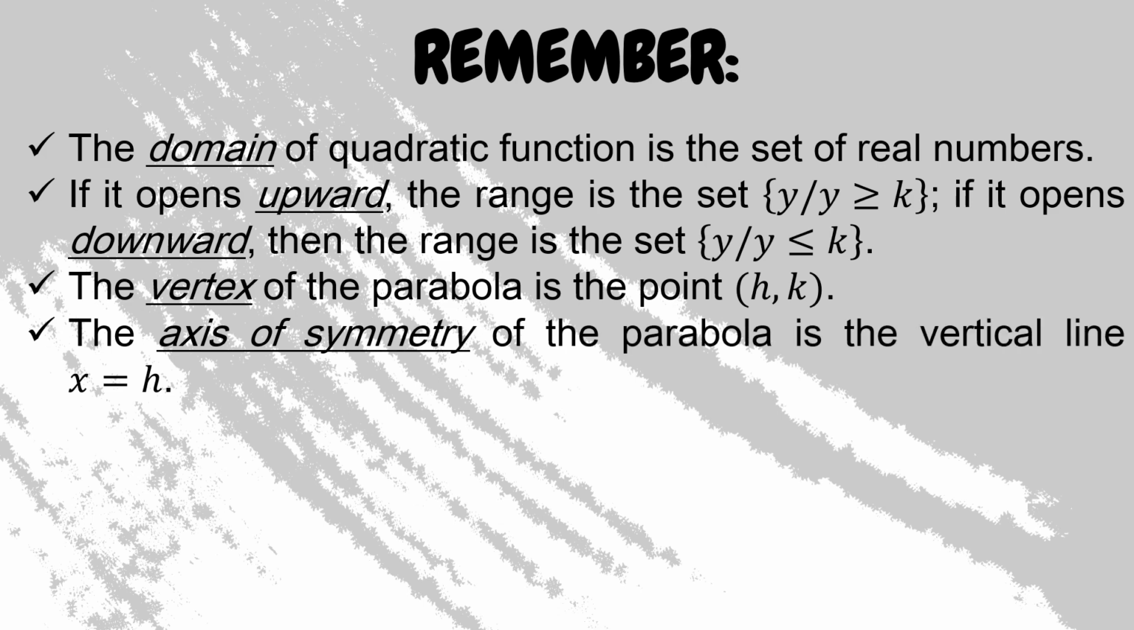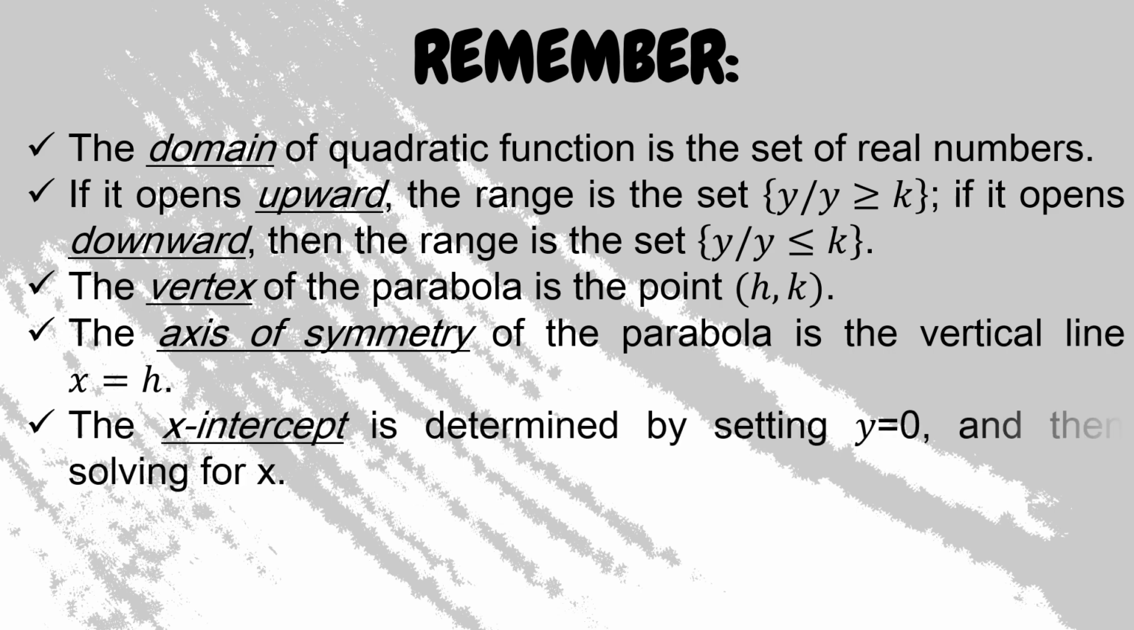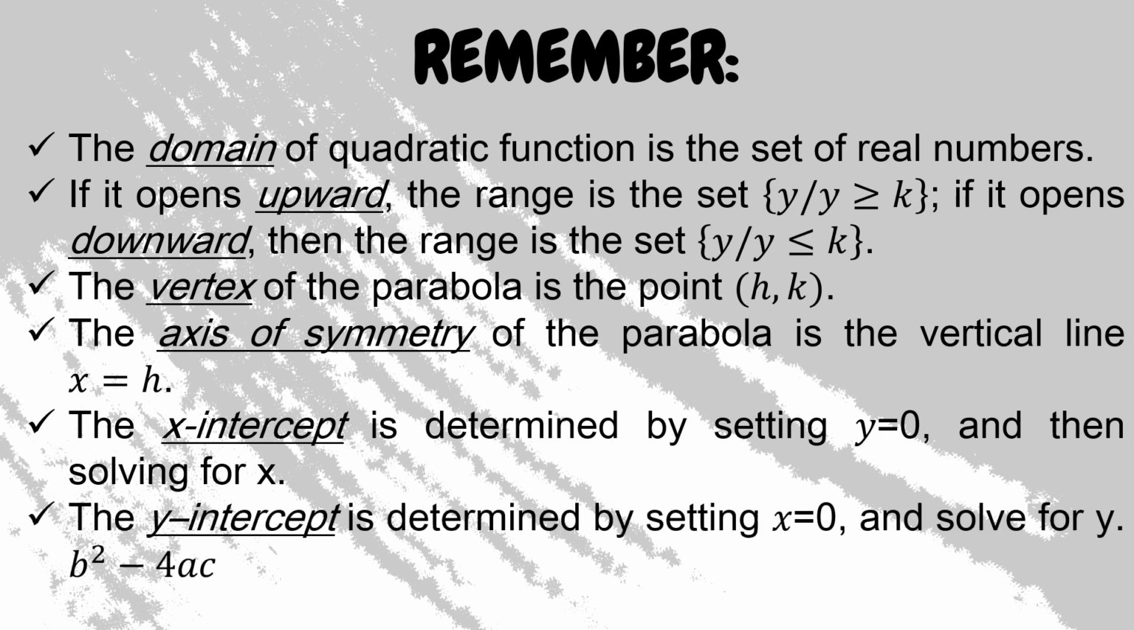The axis of symmetry of the parabola is the vertical line x equals h. The x-intercept is determined by setting y equals 0 and then solving for x. And the y-intercept is determined by setting x equals 0 and solve for y. Or pwede nyong gamitin yung discriminant na b squared minus 4ac para madali nyong malaman kung meron ba tayong makukuhang x-intercept or wala.